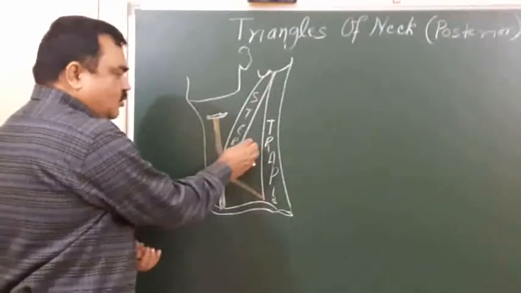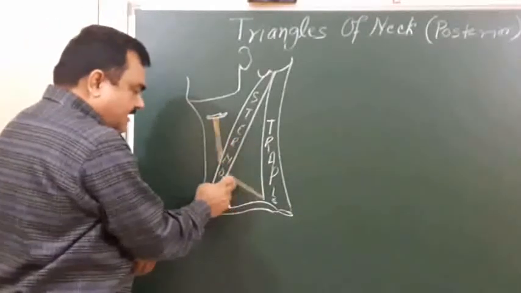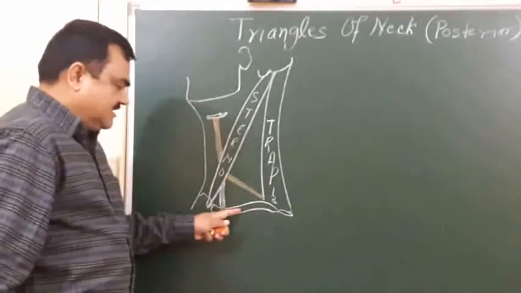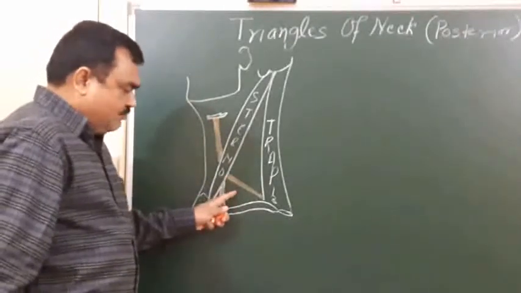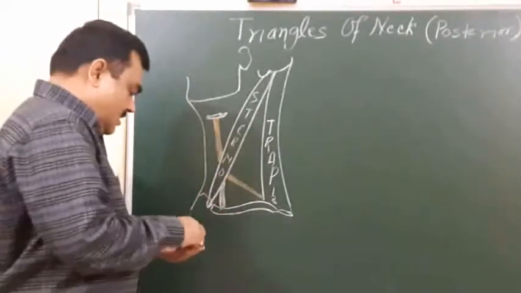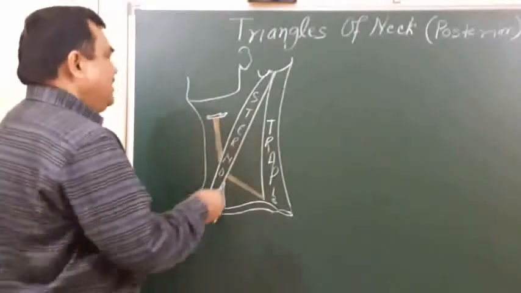is divided into two triangles. The upper triangle is the occipital triangle, and the lower triangle is the supraclavicular triangle. It lies just above the clavicle. So this is the supraclavicular triangle and this is the occipital triangle. First of all, we'll discuss the boundary of the posterior triangle.